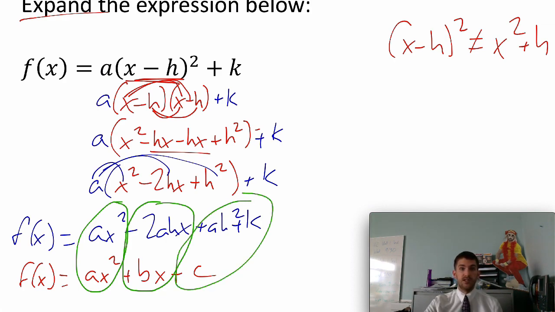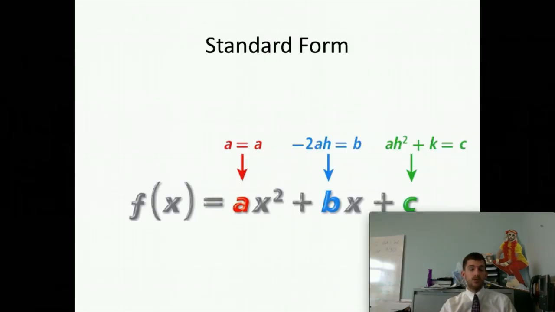We're going to talk more about this in the next page. Okay, so just repeating. The a matches up with the a. The b is going to replace that negative 2ah. We'll deal with more of that in a second. And then ah squared plus k is c. That's a lot going on there. Let's take it piece by piece.